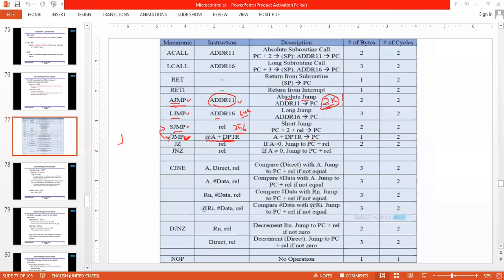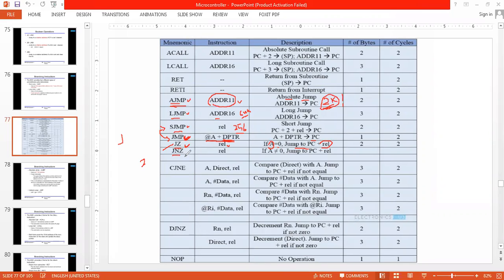Then JZ, this one we have seen. JZ stands for jump if 0. It is not going to check the Z flag, but it is going to check the A register. If the A register is completely 0, jump if 0 to a relative address. Only if the A value is equal to 0, the jump happens to the relative address.